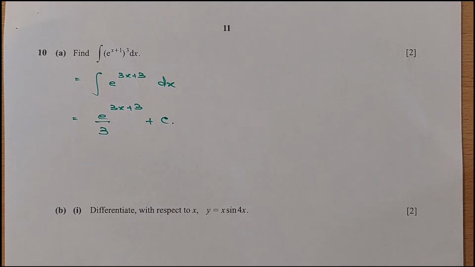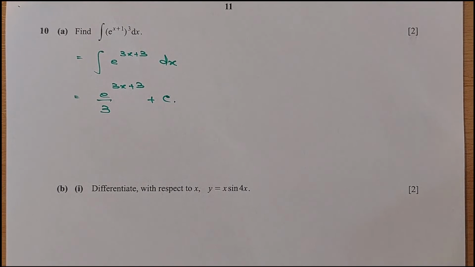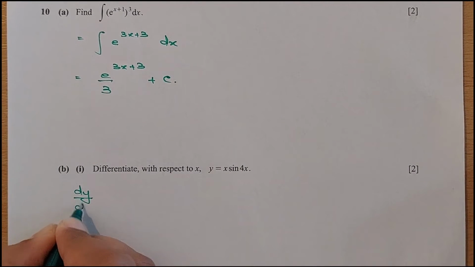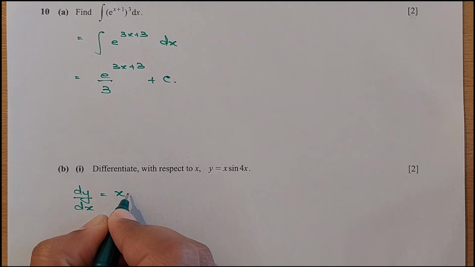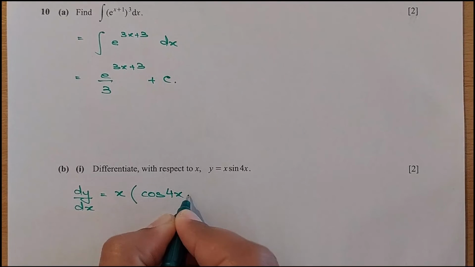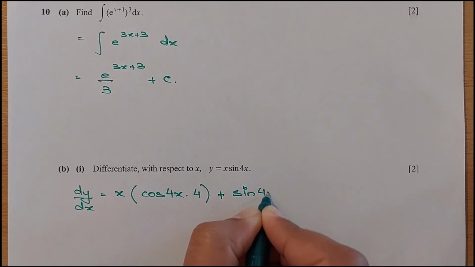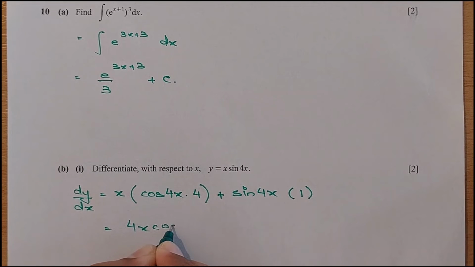Right. Now for the b part, differentiate with respect to x, y equals x sine 4x. Okay, derivative. So dy over dx equals, we need to use the product rule here. First term as it is, the derivative of the second term, derivative of sine is cos 4x, and the derivative of 4x is 4, plus second term as it is, sine 4x, derivative of x is 1. So we have 4x cos 4x plus sine 4x.